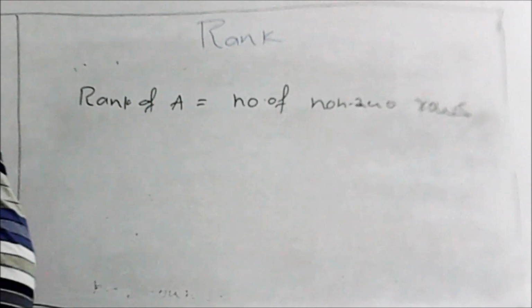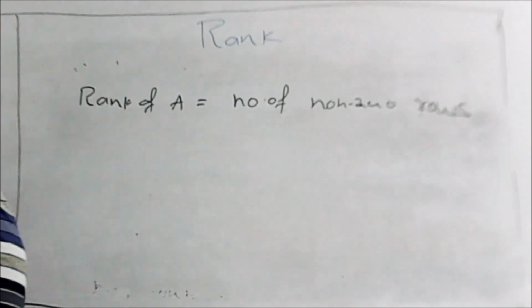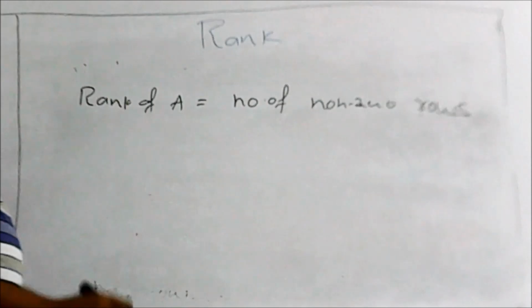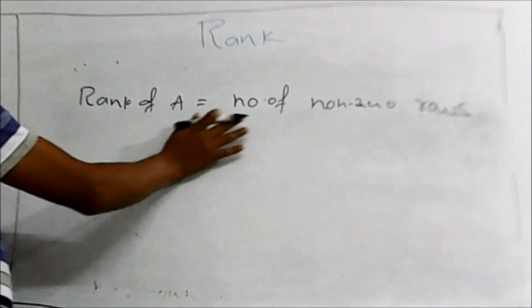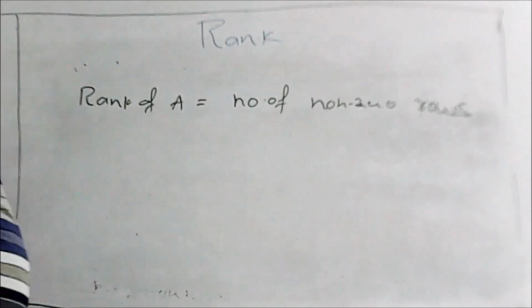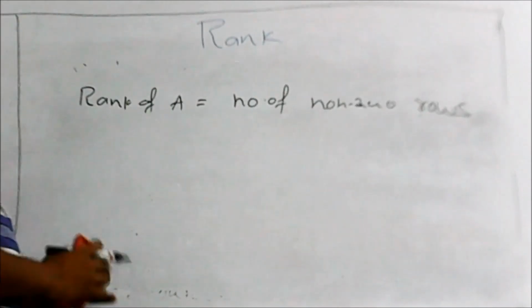After applying row transformations, the final matrix must be in row echelon form. After satisfying the two properties, what about the rank? Rank is nothing but the number of non-zero rows. The number of non-zero rows represents the rank of the matrix.